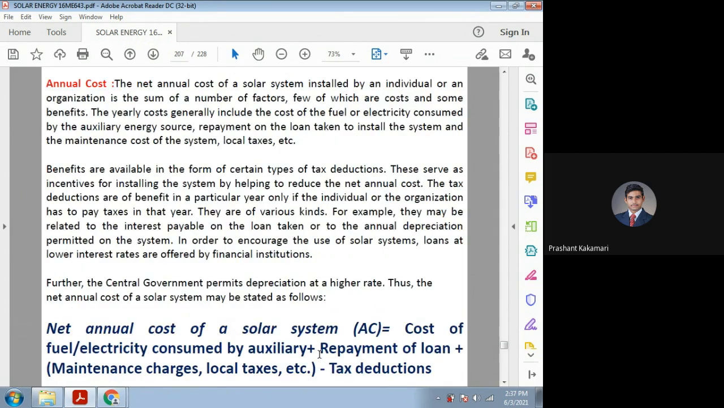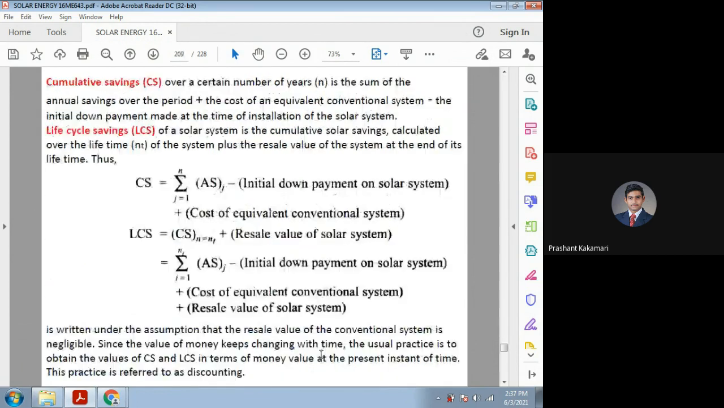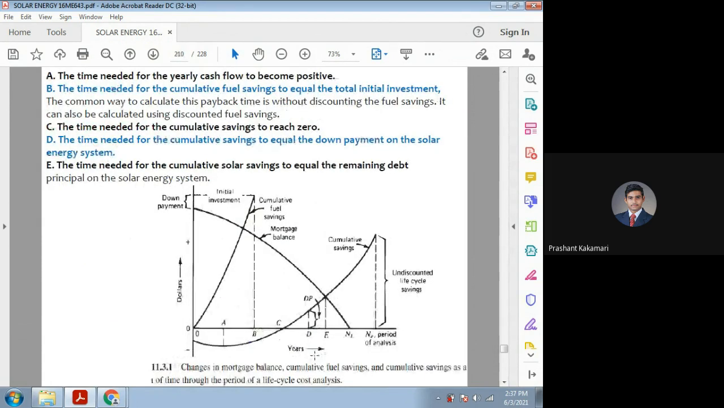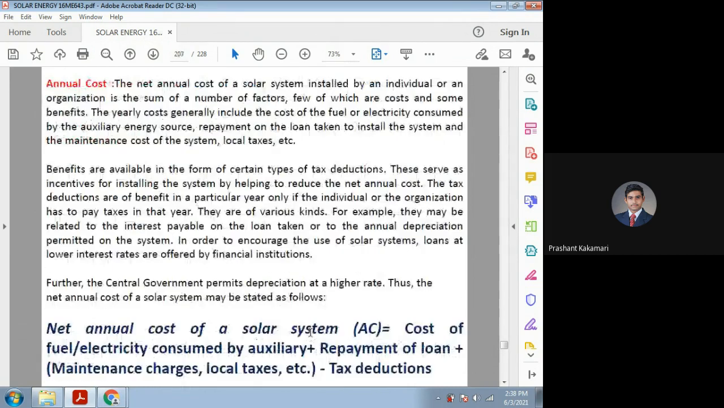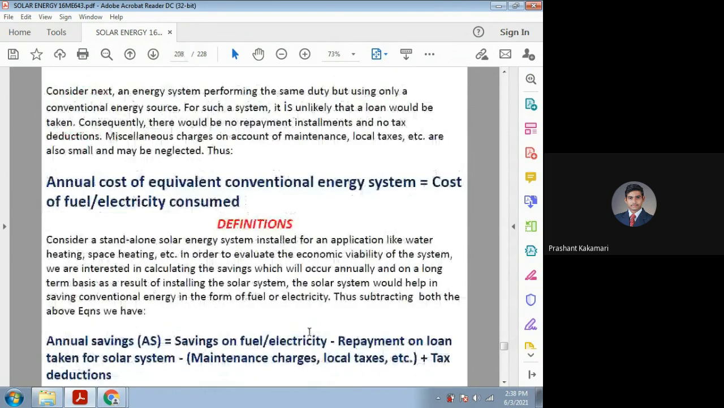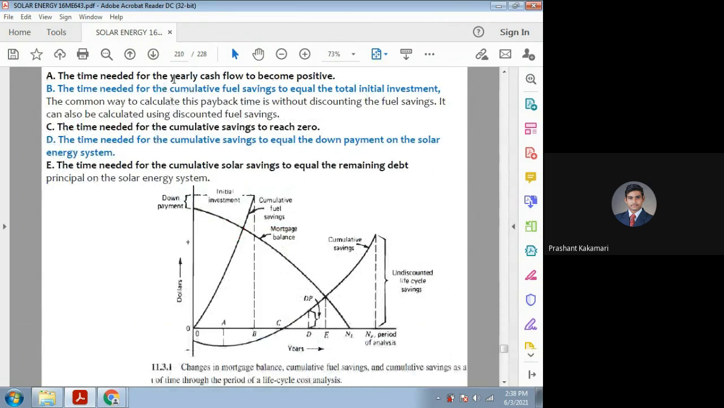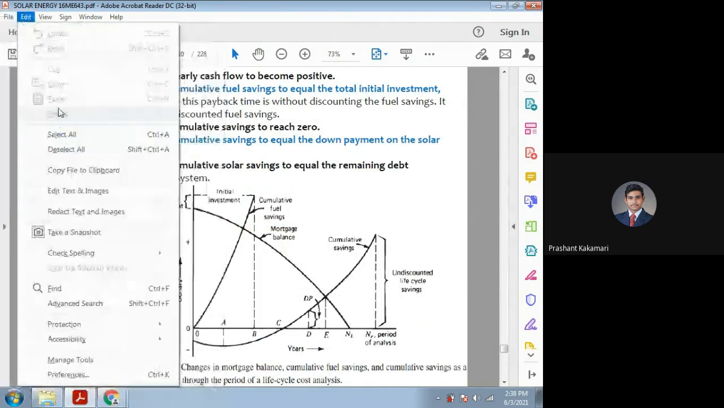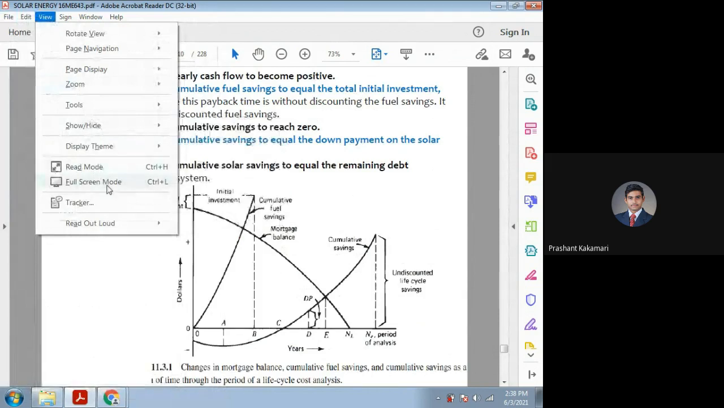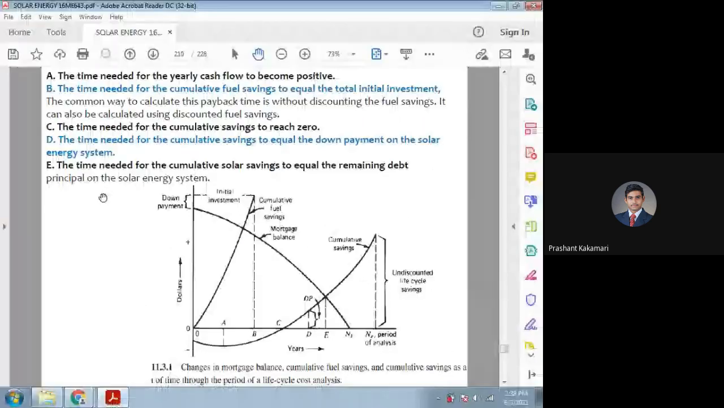Okay, so today we'll go with the next discussion, the graphical representation of all the savings and spendings, or the benefits from the solar systems. To briefly explain all the definitions we discussed in the last class, this graph will help us discuss in a more understandable way. I'll make it full screen. I'll take the highlighter also.